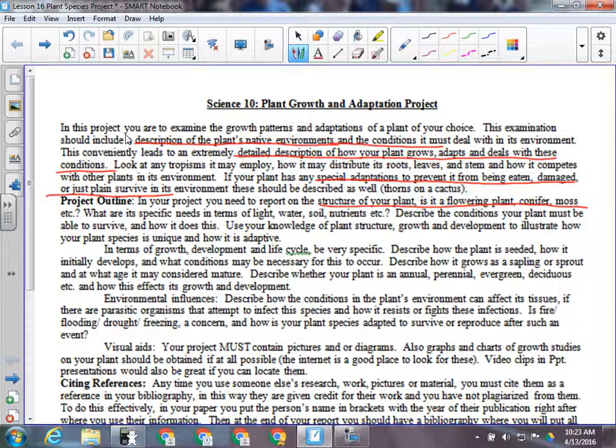What are the needs of your plant? In terms of light, water, soil, and nutrients, and that kind of goes back up to here, when you're describing its conditions.